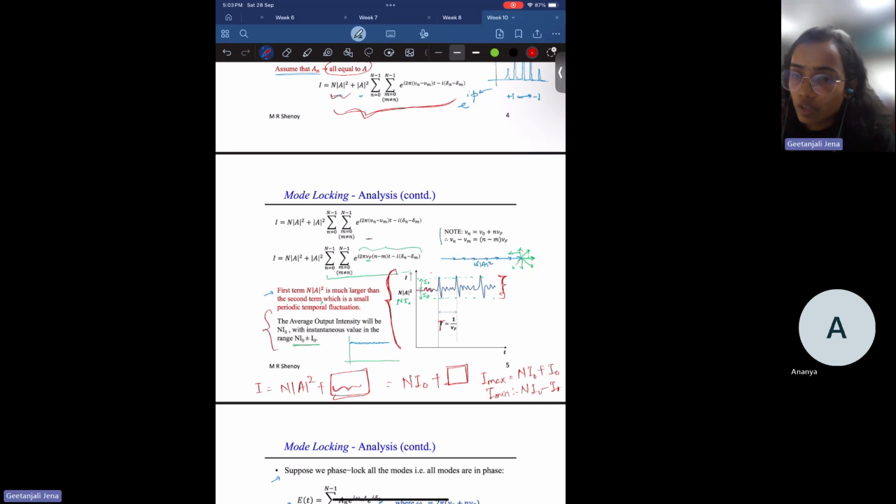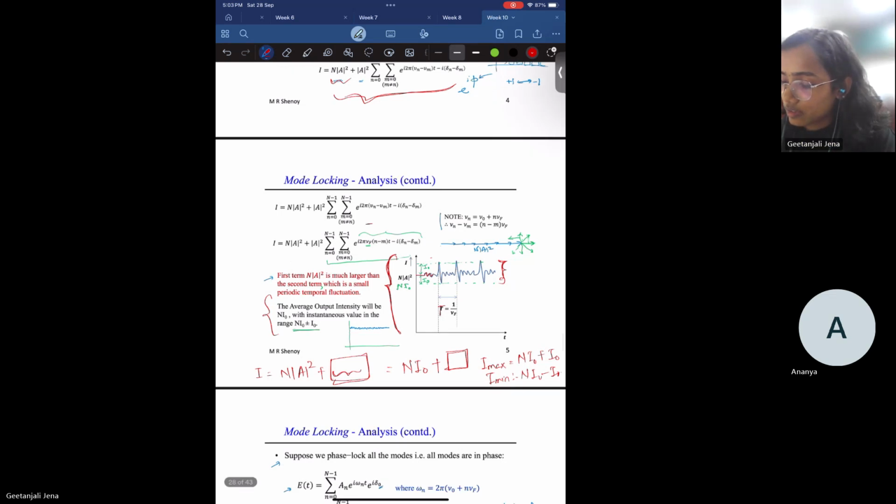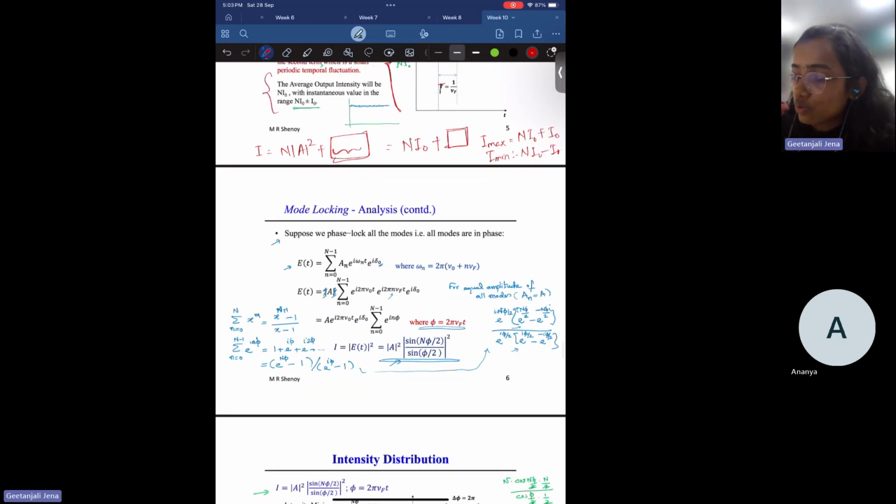Now we will lock the phase of the system. That is, we will fix the phase of the system. So as the name indicates, mode locking means all modes are in the same phase.